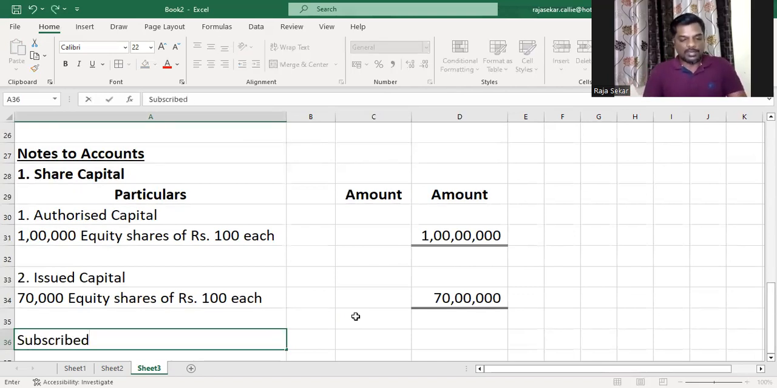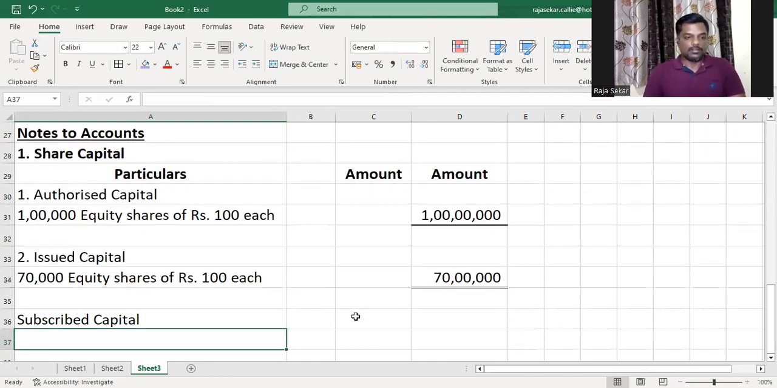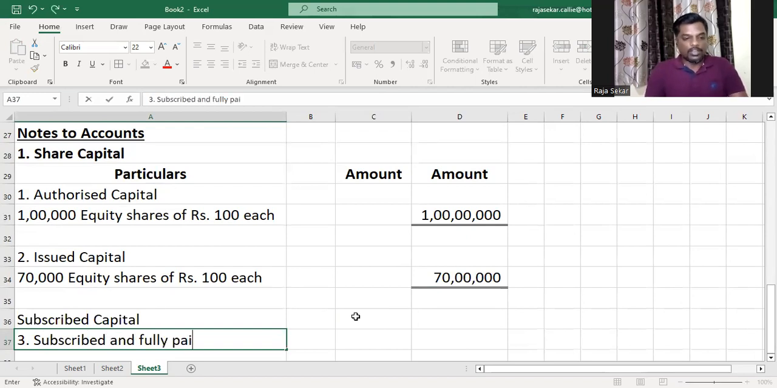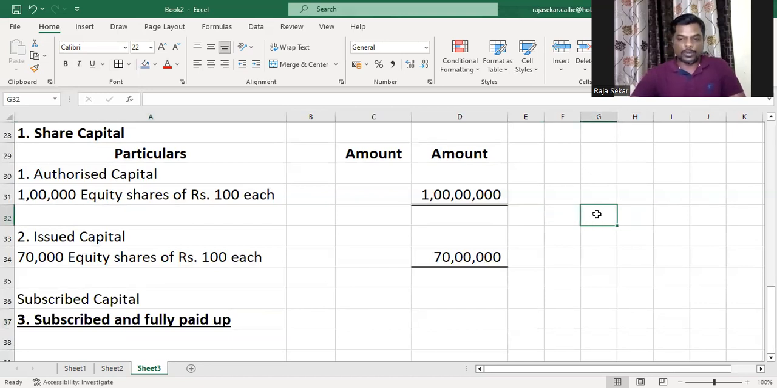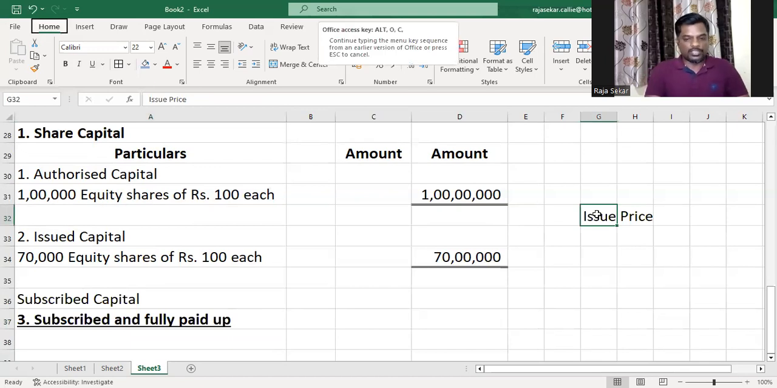Next is the subscribed capital. Under subscribed capital, we have two things. One is subscribed and fully paid up. And if in the question you have certain shares that have not been fully paid up. Now, what is fully paid up? Fully paid up means the amount called up is, in case the issue price of the share is rupees 100, the full 100 rupees.